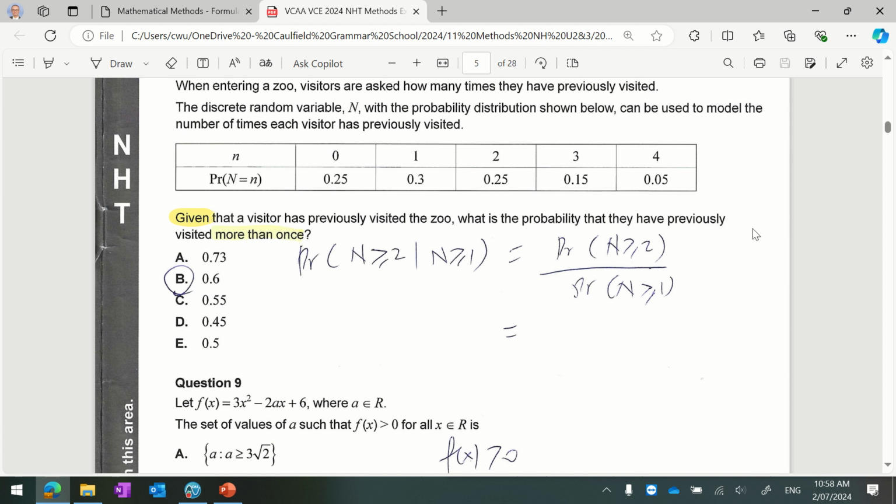So that's the setup, and then the intersection between the two events is just n bigger than or equal to 2 over probability n bigger than or equal to 1, and here I didn't even bother writing it down. I just put this in the calculator. So on the numerator it's 0.25 plus 0.15 plus 0.05. On the denominator, it is 0.3 plus the rest.